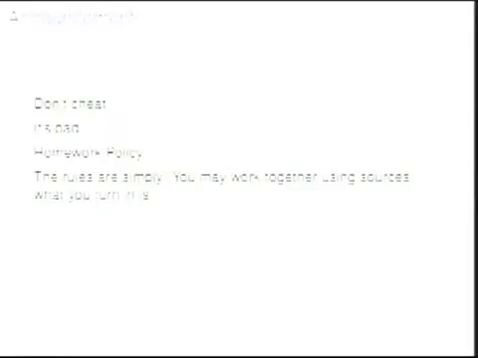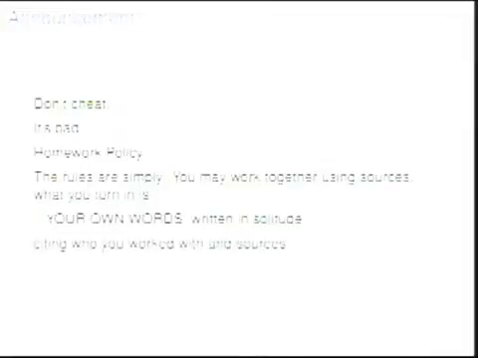Okay. Homework policy. The rules are simply, you may work together using sources. What you turn in is in your own words, written in solitude, right? I mean, is there really confusion here? It should be clear what the rules are, okay?